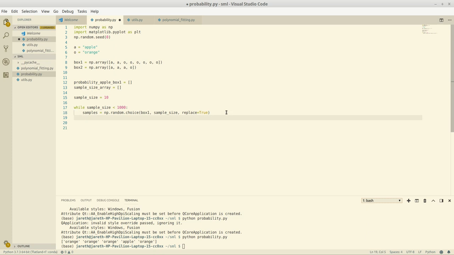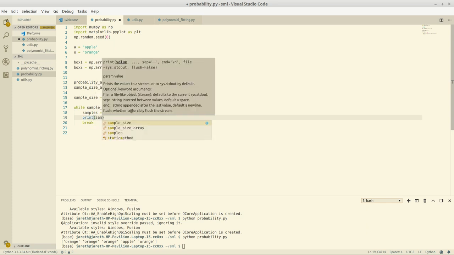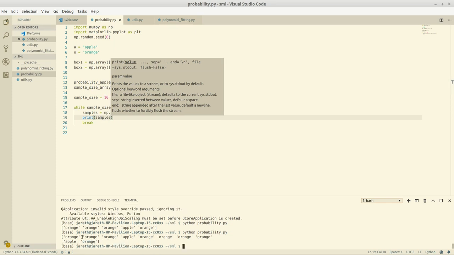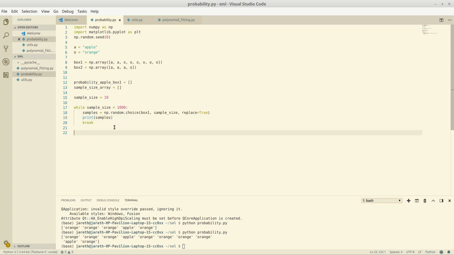So based on our samples, what is it that we're trying to do? Actually, let me add a break statement here so that it only runs once. I'm going to print out samples so that you see what we actually get here. I want to make sure that you are following with what we're doing. So these are our samples that we received, right, based on this.